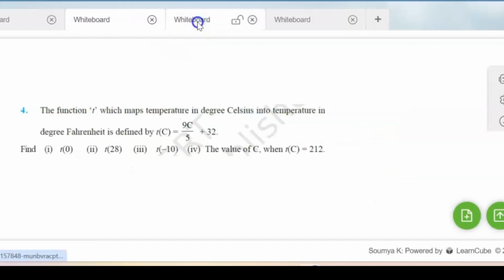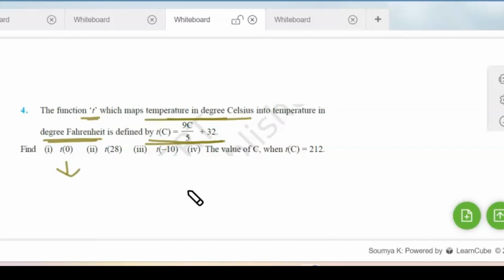Next, move to the next question. The function T, which maps temperature in degrees Celsius into temperature in degrees Fahrenheit, is defined by this. This is the function given to you. Temperature in degrees Celsius to Fahrenheit. This is the conversion. How to do the conversion? You have to find out what is T of 0, the temperature at 0, the temperature at 28, and the temperature at minus 10 degrees Celsius.